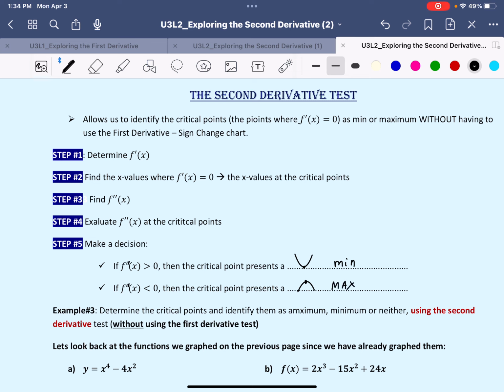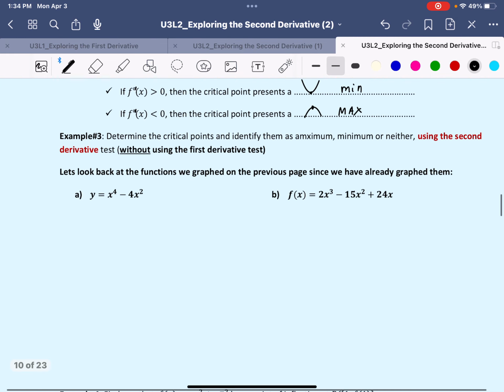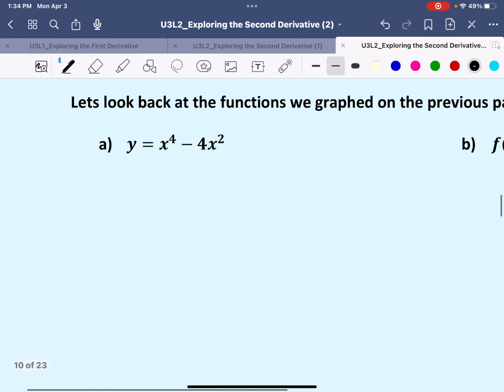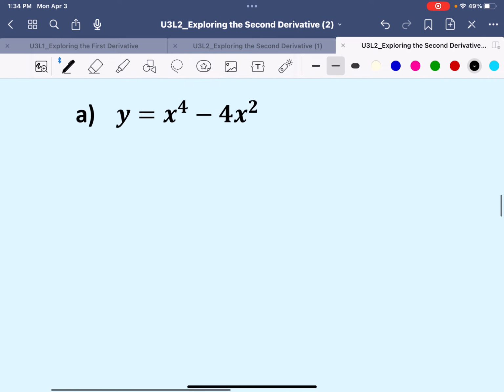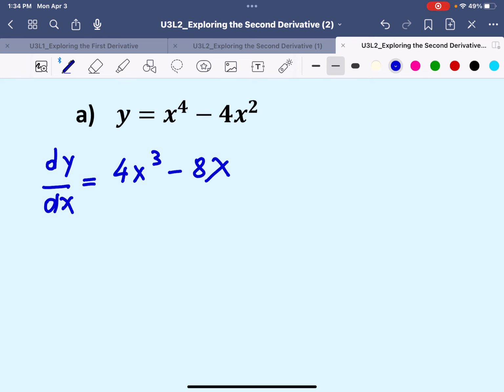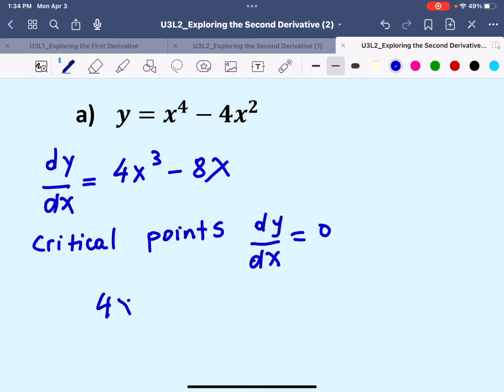So let's take a look at an example and see how we practically use the second derivative test to identify the minimum and the maximum on the graph of a function. So step number 1 would be to find the derivative dy/dx. The reason why is because we need the critical points, so that would be 4x to the power 3 minus 8x. To find the critical points, we make dy/dx equal to 0. So dy/dx equals 0 if 4x cubed minus 8x equals 0.